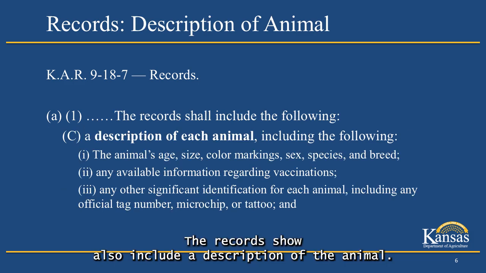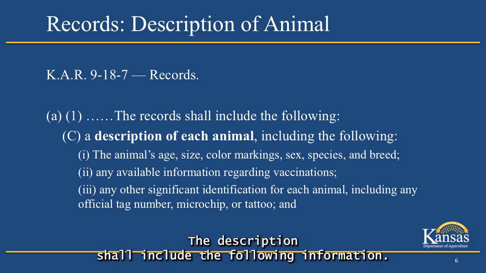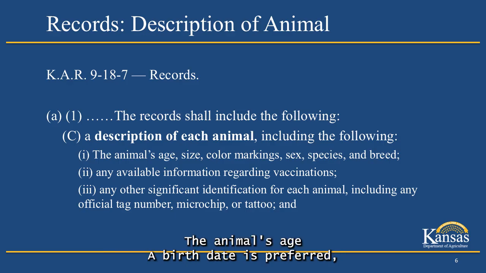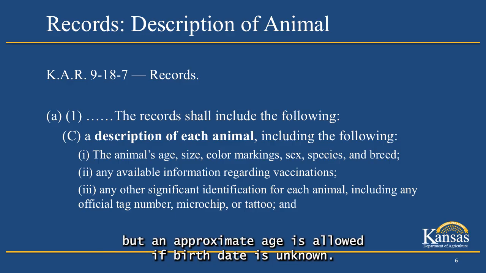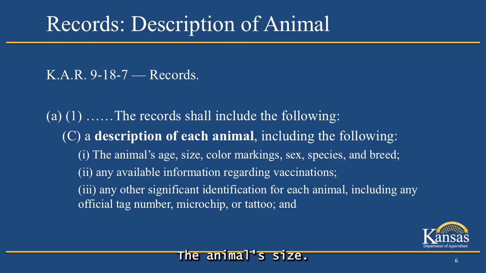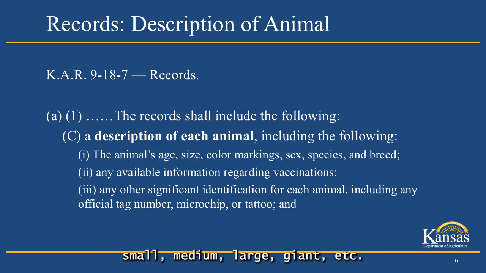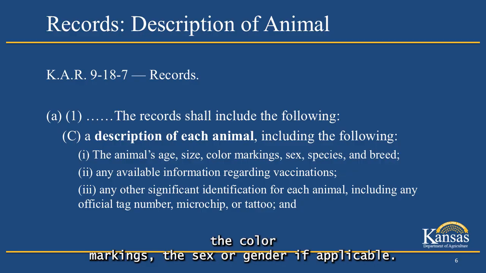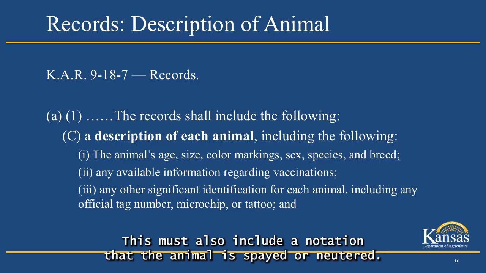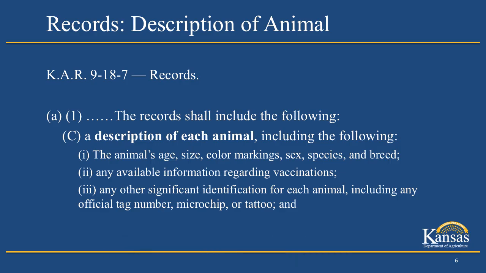The records shall also include a description of the animal. The description shall include the following information: the animal's age. A birth date is preferred, but an approximate age is allowed if birth date is unknown. The animal's size. This could include a weight or an approximation of adult size: toy, small, medium, large, giant, etc. The color markings. The sex or gender. If applicable, this must also include a notation that the animal is spayed or neutered.